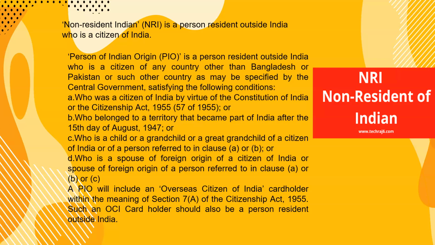And PIO, who was a citizen of India by virtue of the Constitution of India and Citizenship Act 1955, or who belonged to a territory that became part of India after independence, that is 15th August 1947, who is a child, grandchild or great grandchild of a citizen who was a citizen as per A and B. And PIO will include an overseas citizen of India card holder, right? OCI card holders within the meaning of Section 7A of Citizenship Act 1955.